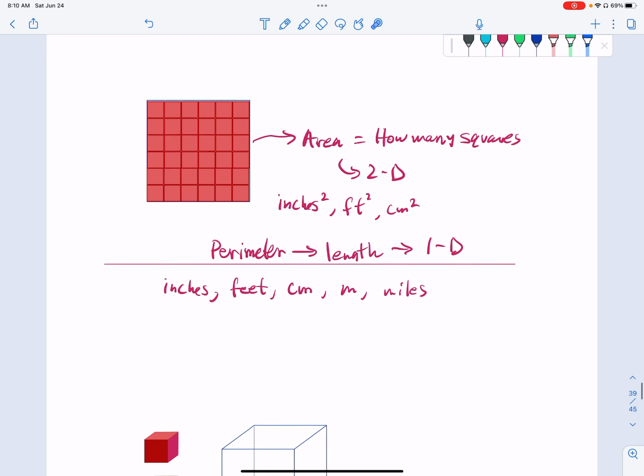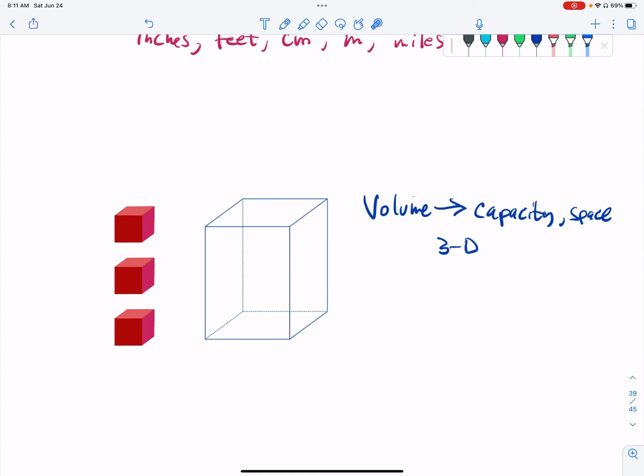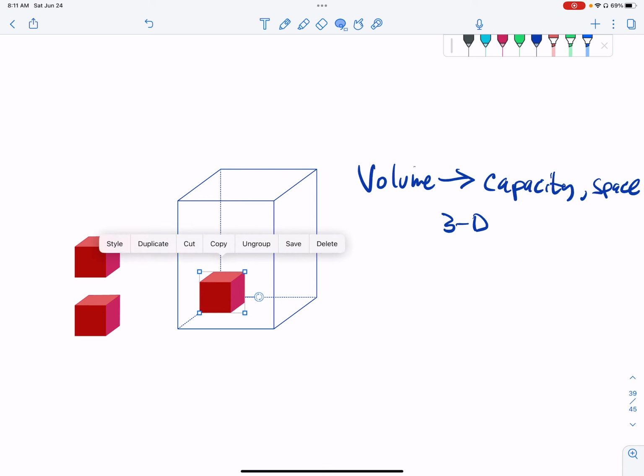Okay, volume, on the other hand, is a three-dimensional kind of measurement. Volume. It's about capacity or space. And again, it's 3D. Now, instead of being about sticks or tiles, it's about cubes. The question about volume is, how many of these cubes does it take to fill something up?